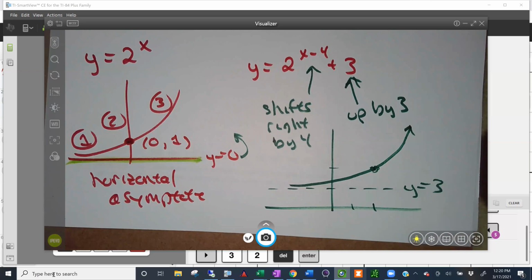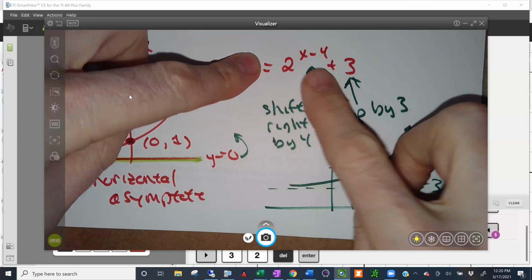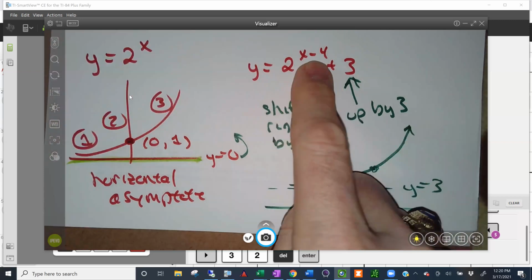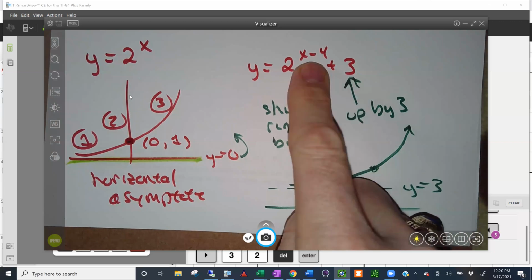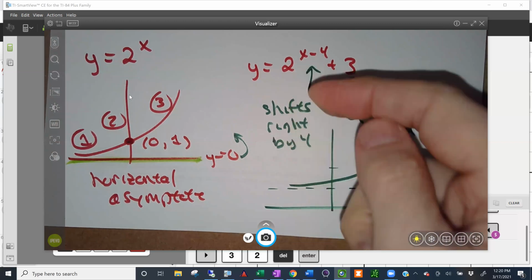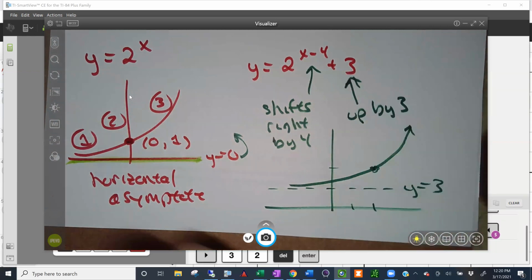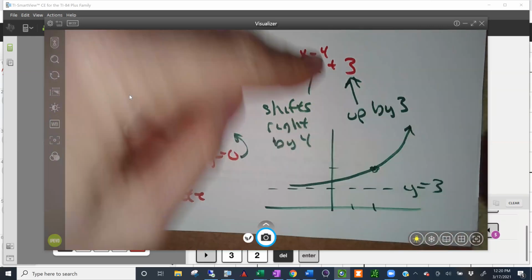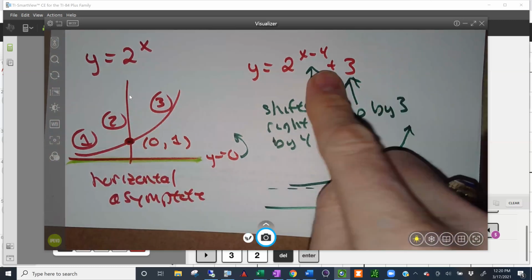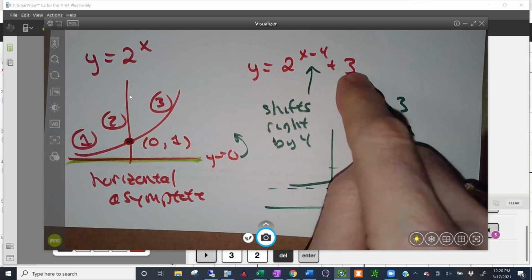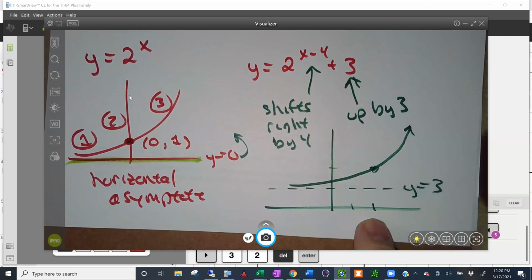Now you can double check yourself and things like that on Desmos. It's not a bad idea. But what you should understand is that this controls the horizontal shifting and this controls the vertical shifting. The horizontal shift is kind of opposite the sign. -4 is not a shift to the left, it's a shift to the right. And the vertical shift happens in the direction that this suggests. +3 is up 3, -3 would be down 3.